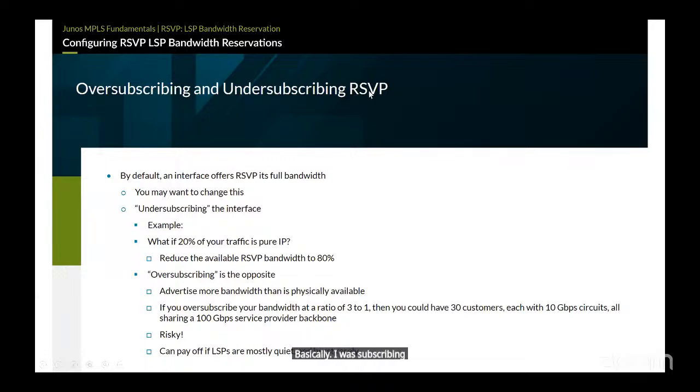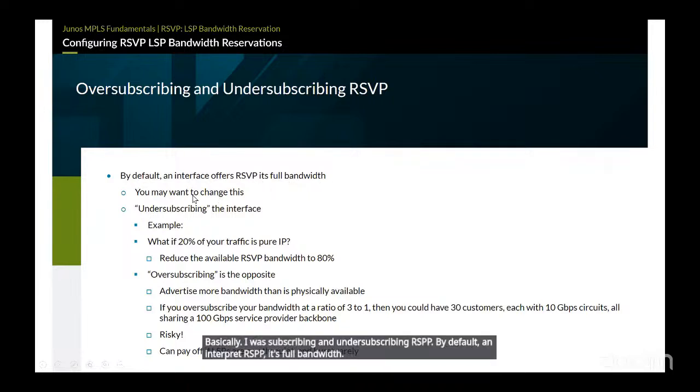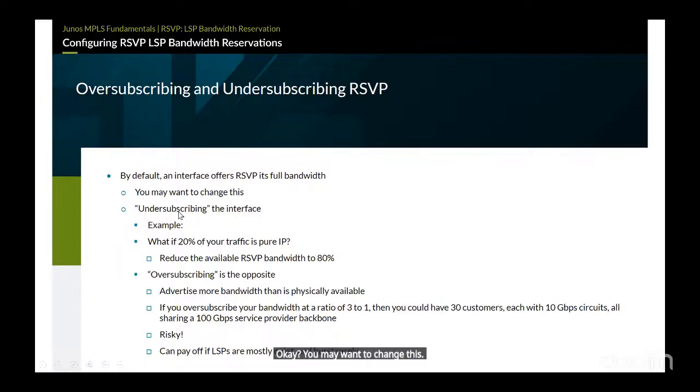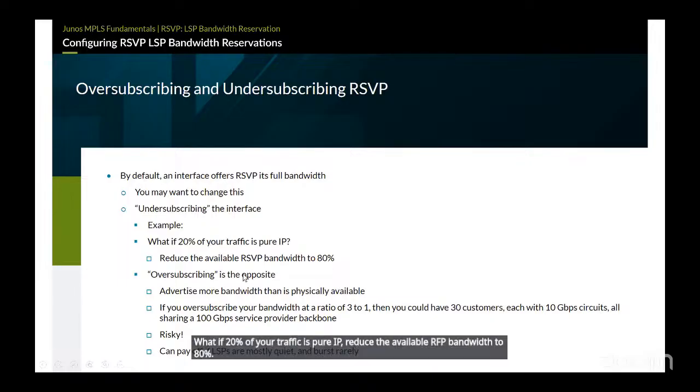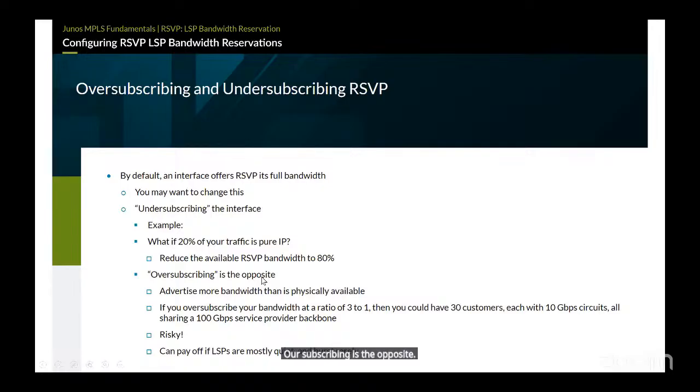Oversubscribing and undersubscribing RSVP. By default, an RSVP interface has full bandwidth. Okay, you may want to change this. Undersubscribing the interface: what if 20% of your traffic is pure IP? Reduce the available RSVP bandwidth to 80%. Oversubscribing is the opposite. Consider if you oversubscribe your bandwidth at a ratio of 3 to 1, then you could have 30 customers with 10 Gbps circuits, all sharing a 100 Gbps service provider backbone.